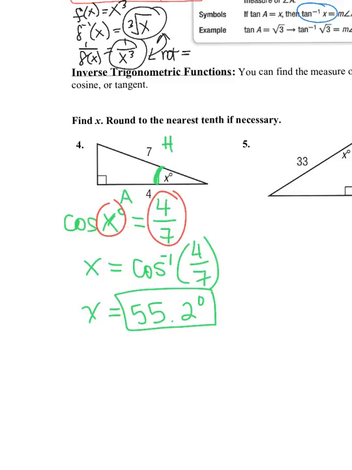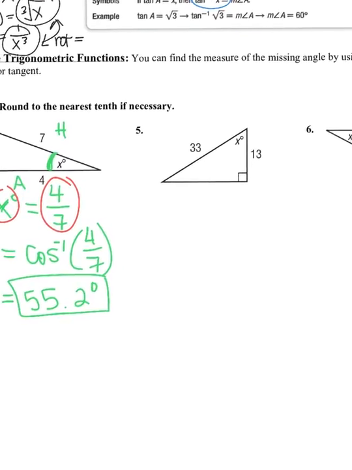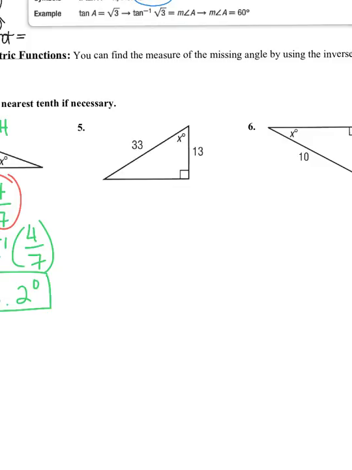Okay, let's try it again. So number 5. All right, so this time we have our angle x up here. And once again, we have an adjacent and hypotenuse with respect to that angle. Using cosine, cosine x is equal to 13 over 33.